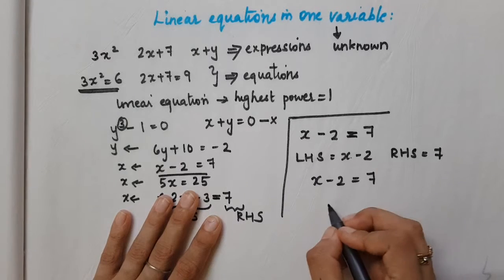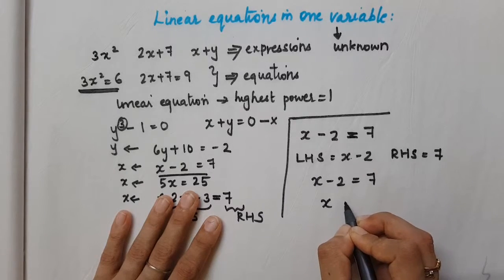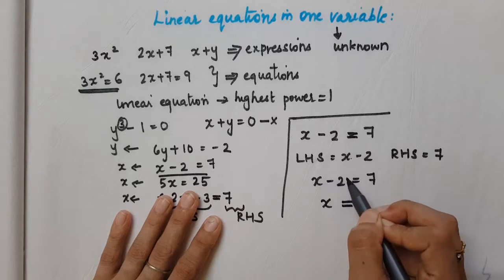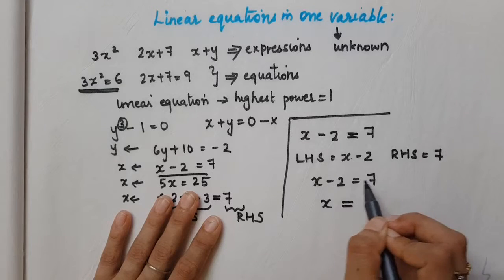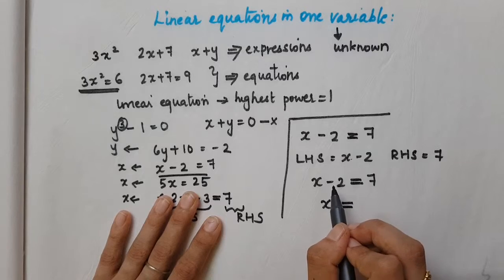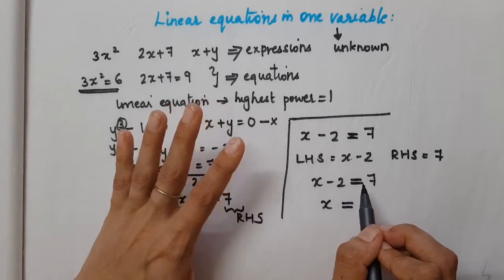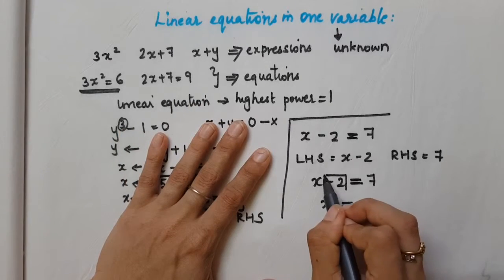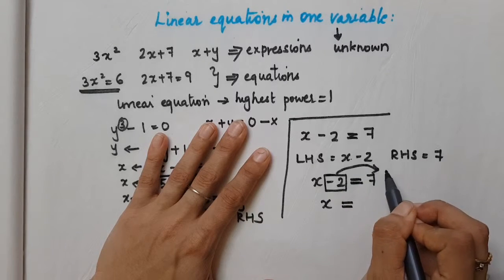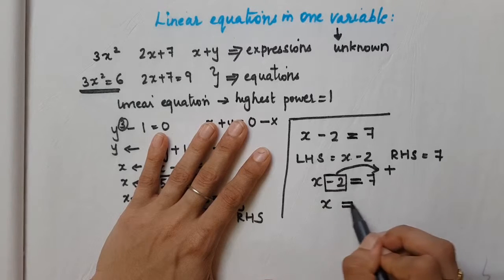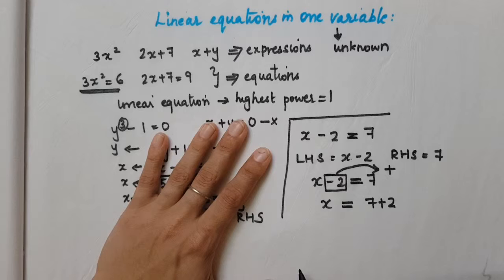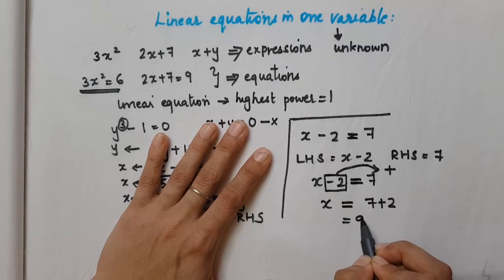So how do we do it? We'll write x here and then put the equal to sign, and when we are taking a number from one side to the other side, that is across the equal to sign, we have to keep a few things in mind. If it is a minus number, see it's minus 2 here, when you're taking it to the other side it becomes positive. So here x is equal to 7 plus 2, that is equal to 9.